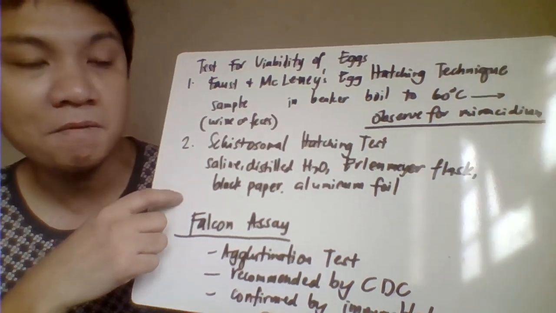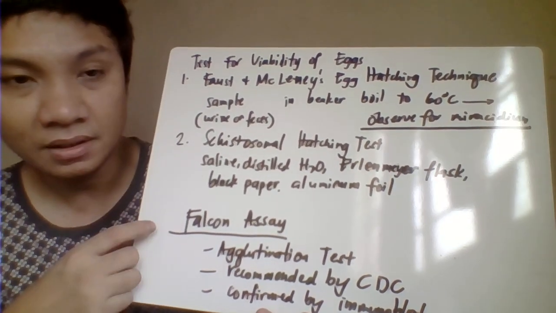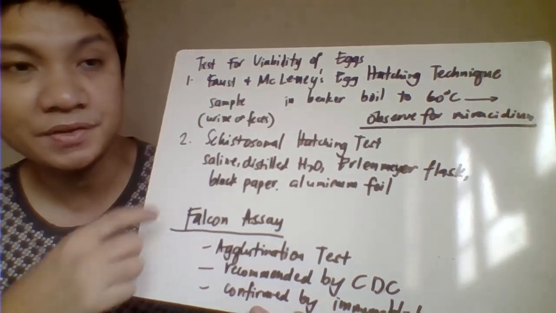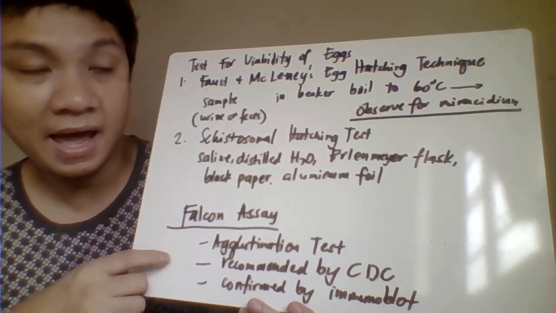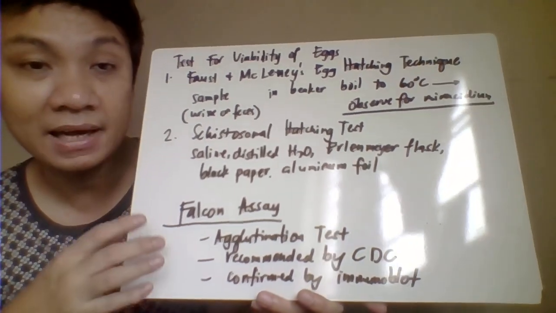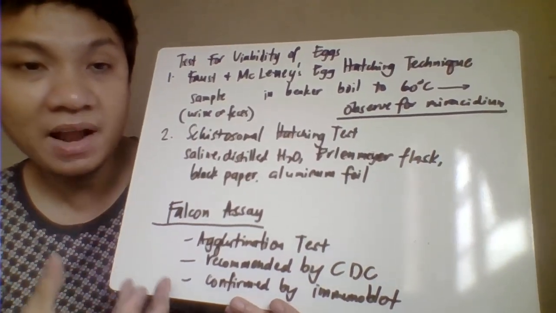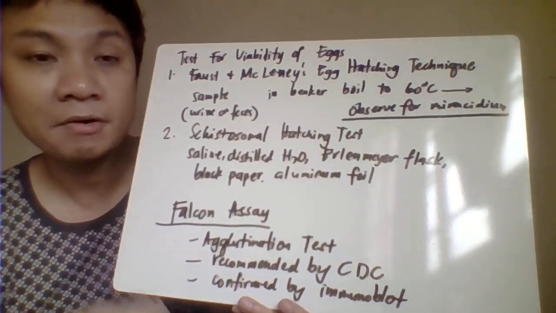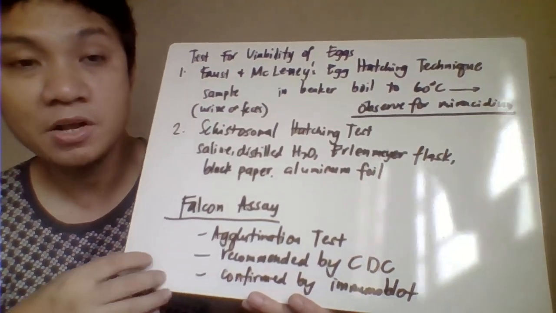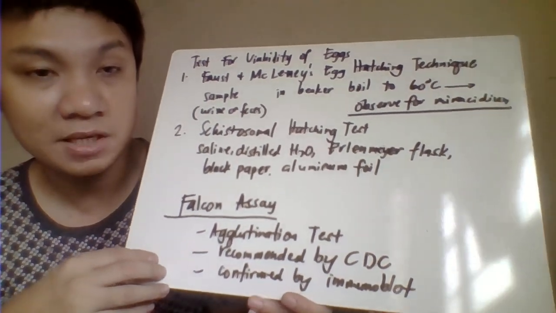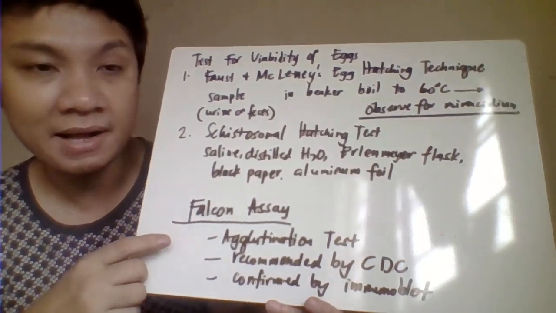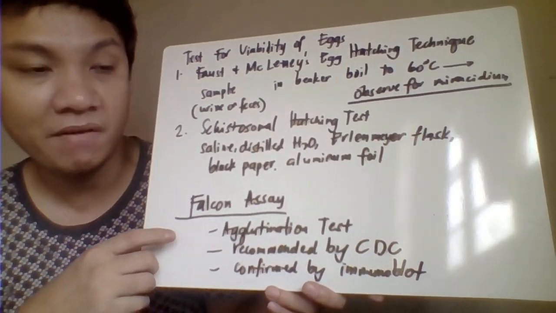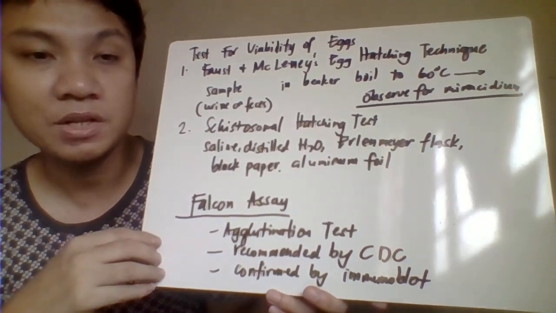Another one, schistosomal hatching test. This hatching test here, schistosomal hatching test, would be the same principle as the Faust-McLenny's egg hatching technique. Only that, magkaiba ang kanilang setup. So, may Erlenmeyer flask ka na ginagamit. Pero ang principle nito, ang kanyang reaction is still the same, where you need to identify the presence of the miracidium. Then we have the Falcon assay. This is an agglutination test recommended by the Centers for Disease Control and Prevention. But you need to confirm the test with your immunoblot.